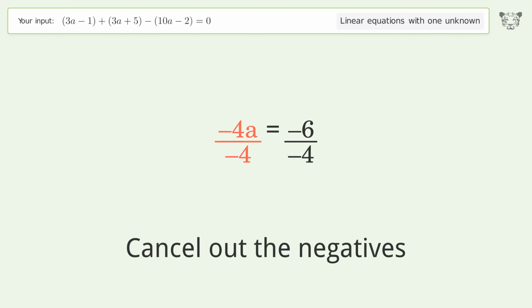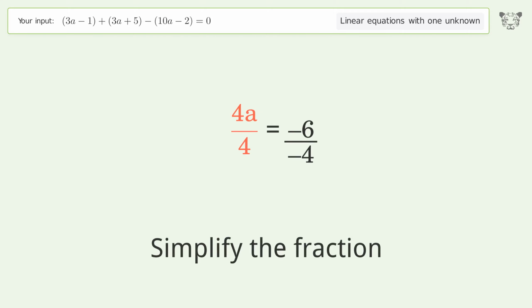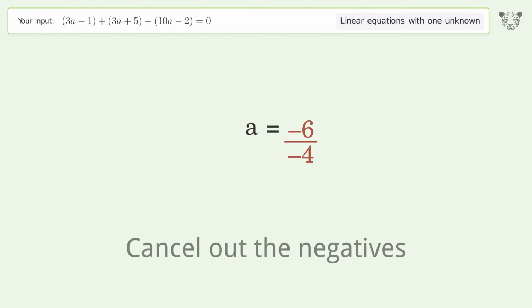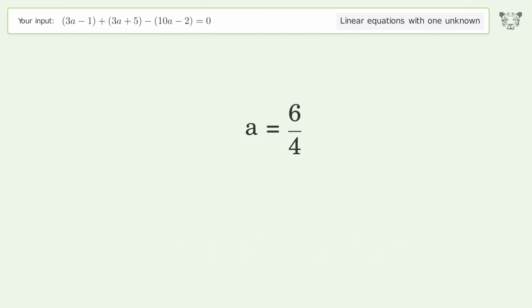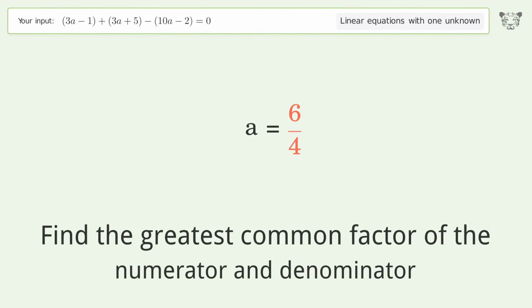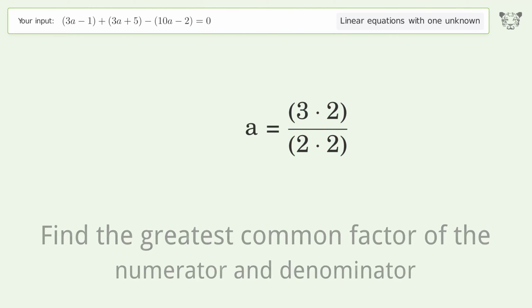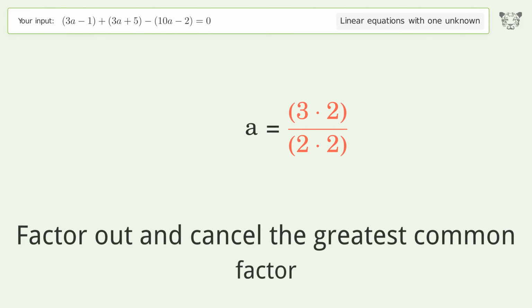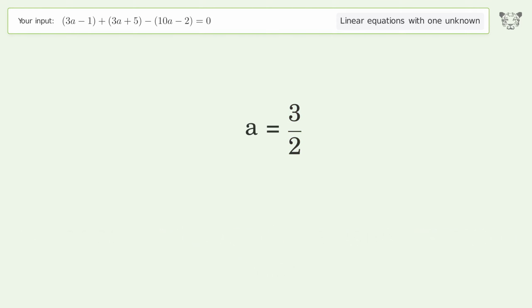Cancel out the negatives. Simplify the fraction. Cancel out the negatives. Find the greatest common factor of the numerator and denominator. Factor out and cancel the greatest common factor. And so the final result is a equals 3/2.